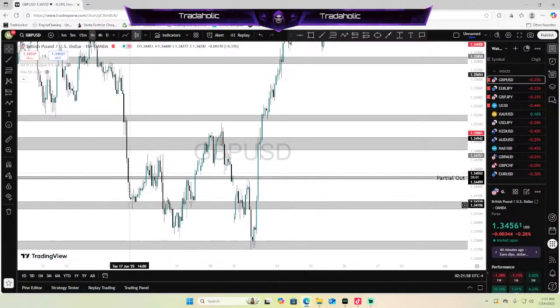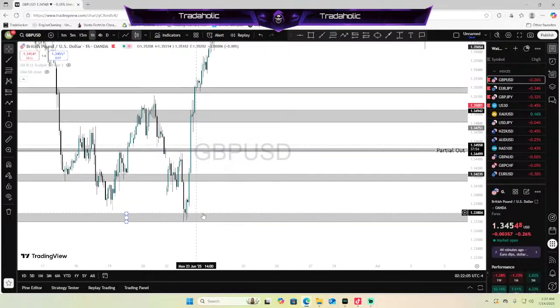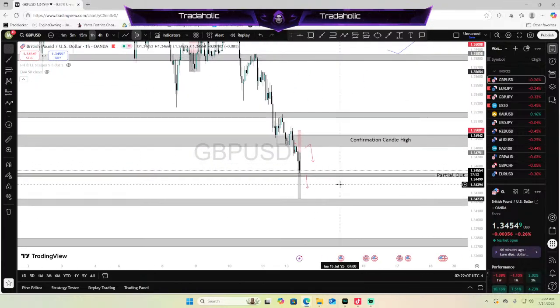Then I know we have our next potential rejection area here because we have the support and the fake out. So this is another rejection area. Below this area, we have this rejection area. So all of these boxes you see down here are where I've decided to manage my trade.